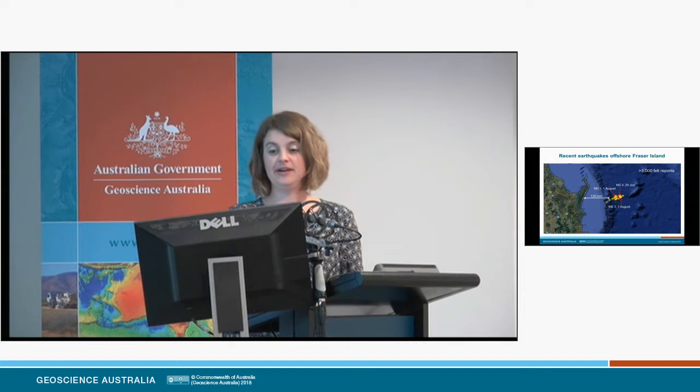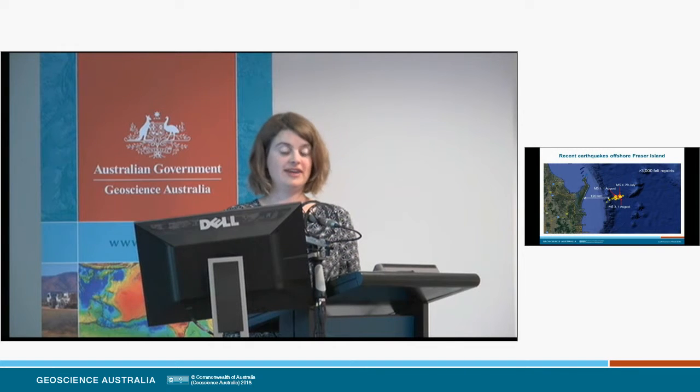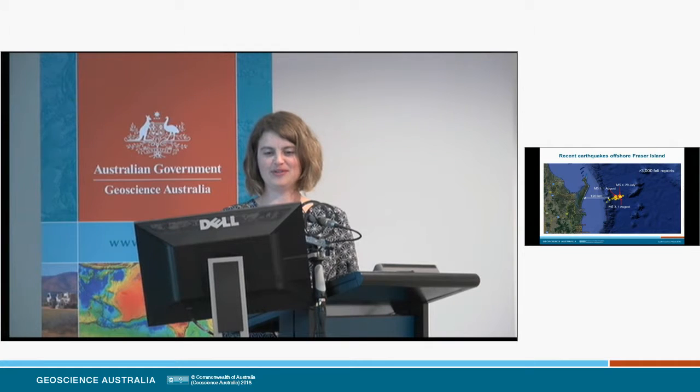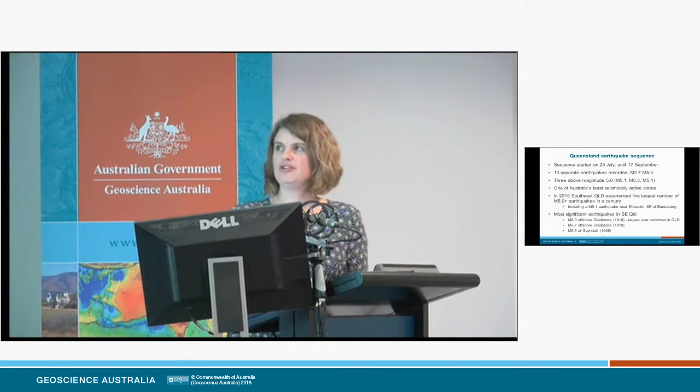So zooming in on this area, there were 13 separate events, so 3 above magnitude 5 and 10 aftershocks. And the area is located about 120 kilometres off the coast, and we received 3,000 felt reports for all the magnitude 5 events. So quite a few people felt them up and down the coast. Looking at a bit more detail, as I said, the sequence started on the 29th of July. There were 13 separate earthquakes recorded.